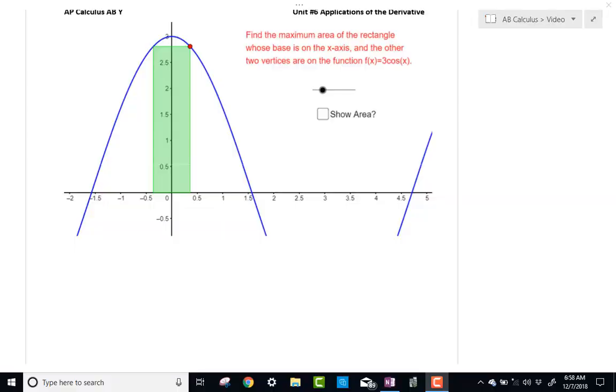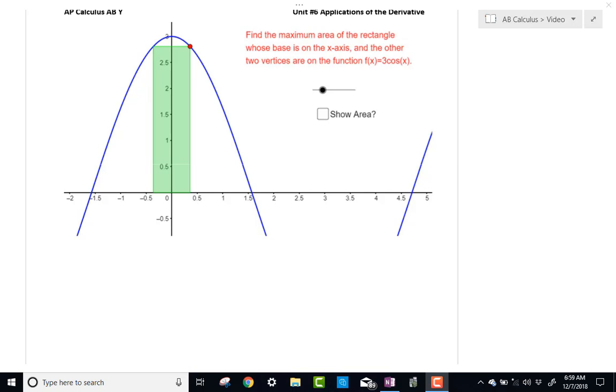Okay, so we're looking at the next problem in optimization here in Unit 6, and it says find the maximum area whose base is on the x-axis and the other two vertices are on the function f of x equals 3 cosine x. So we looked at a problem similar to this with a parabola, and so now we're going to look at the same type of problem with a cosine graph instead.